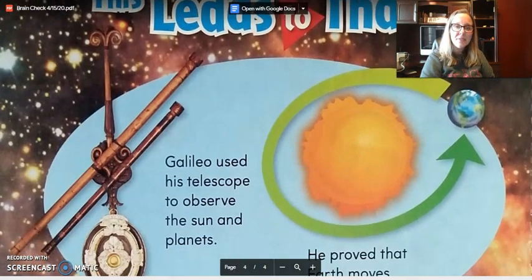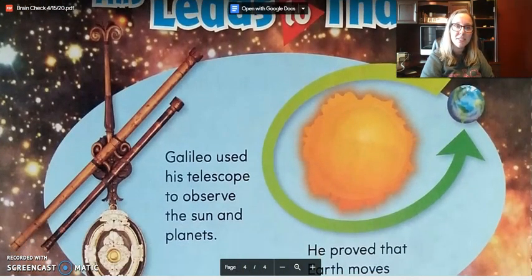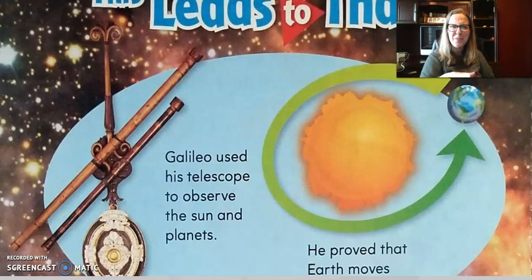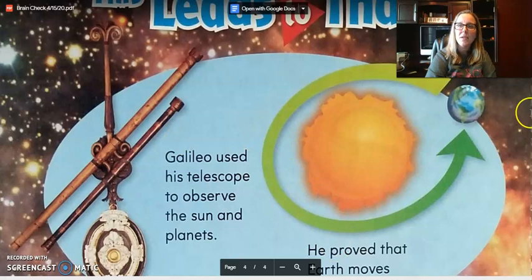It says Galileo used his telescope to observe the sun and planets. Now his telescope right here, this is a replica of what his telescope that he invented looked like. This looks quite different from the telescopes that we use today, but again, he invented this over 400 years ago. So we know that over time it's gotten changed and developed and a little bit better than it was back when he first invented it.